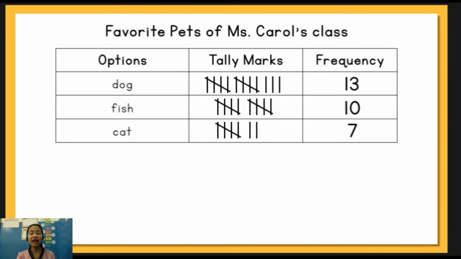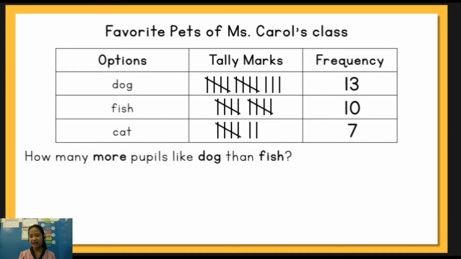Easy. Now here's a challenging question for you. What if we are asking how many more pupils like dog than fish? Whenever you have the word more or less, you are most likely to subtract the two that are being compared. In this case, we are comparing the dog and the fish. So, the dog has 13 pupils while the fish has 10 pupils. Again, when there's the word more or less, we need to subtract. Therefore, 13 minus 10 equals 3 pupils.